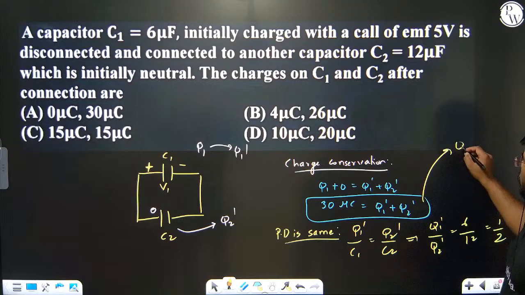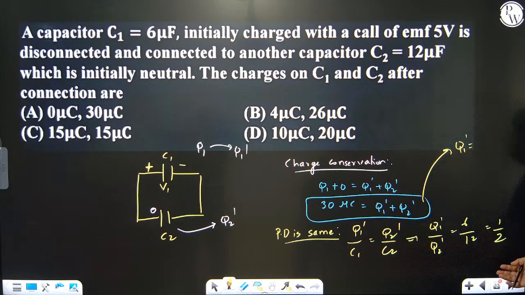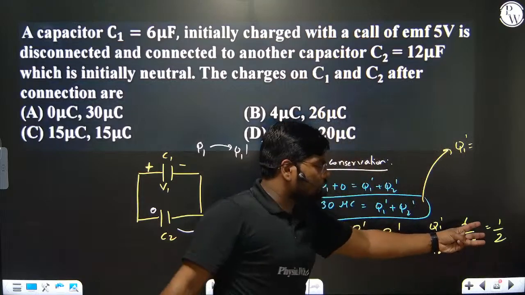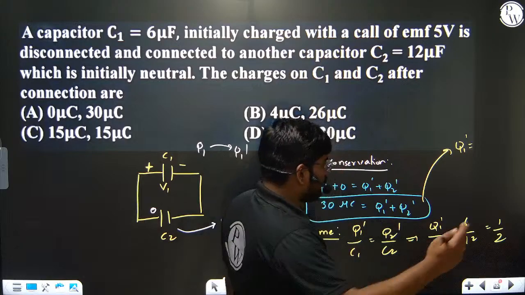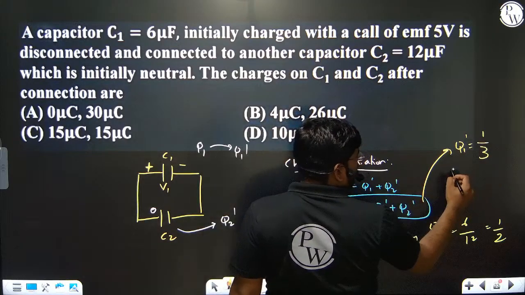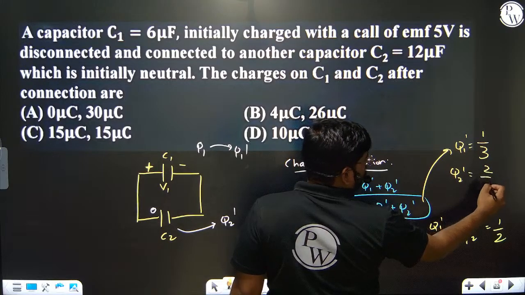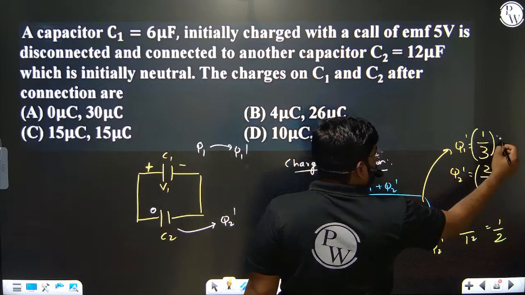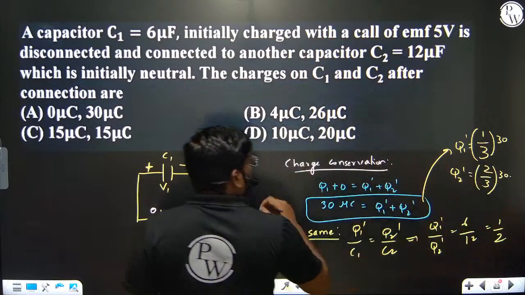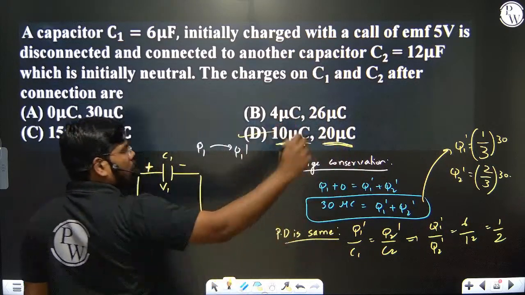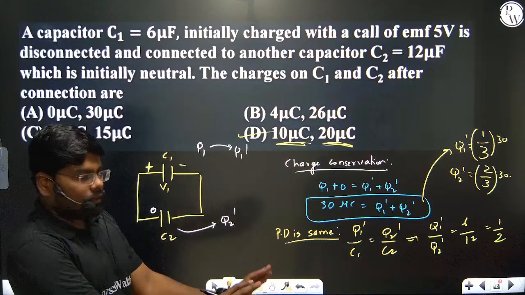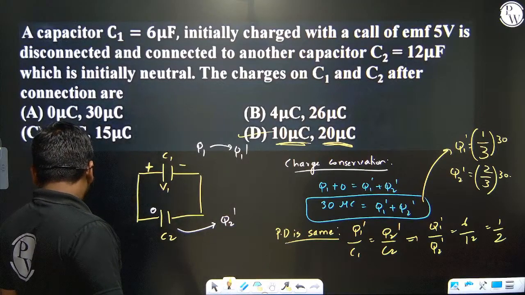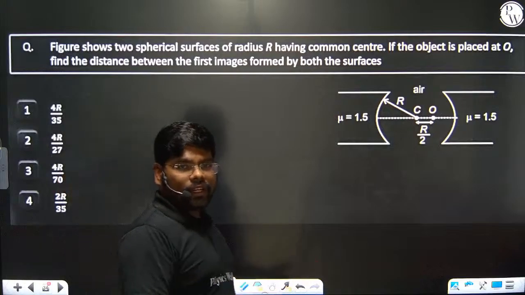Now how much charge will Q1 get? Totally there are 3 parts. One part is with the first capacitor, 2 parts with the second capacitor. Q1 will get 1/3 of the total and Q2 will get 2/3 of the total, and the total is 30. So 30 is getting divided: the first one gets 10 and the second gets 20. So option D it is. Again, if you remember the direct formula, the final charges are based on the final potential. We derived it in an easy manner. Until now the questions are simple, direct, standard.